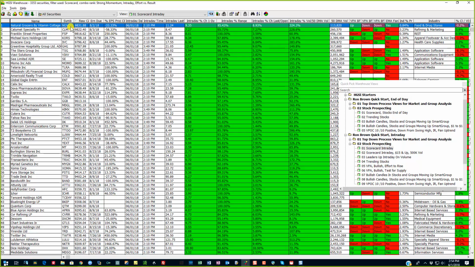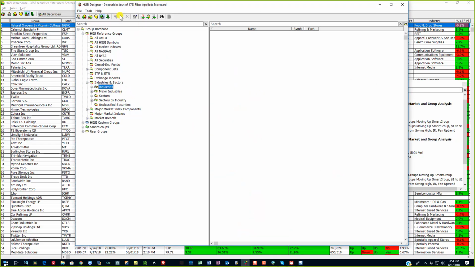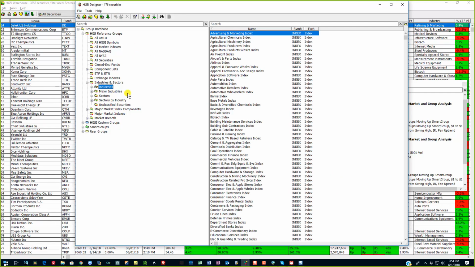Here is the scorecard intraday. But before I do this, let's go into the designer. I want to see how the industries have changed. There's 6 minutes left in the market week. And I'm going to select the industries.